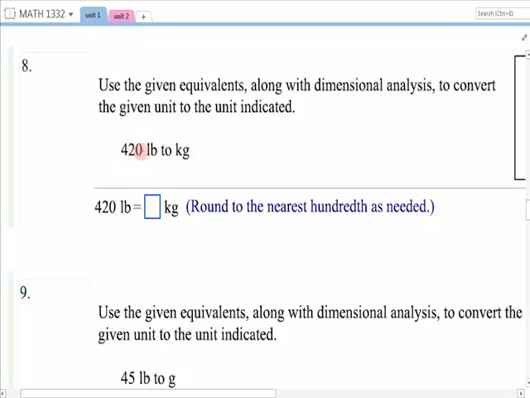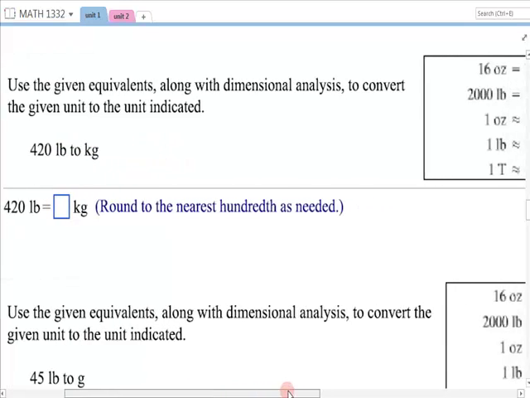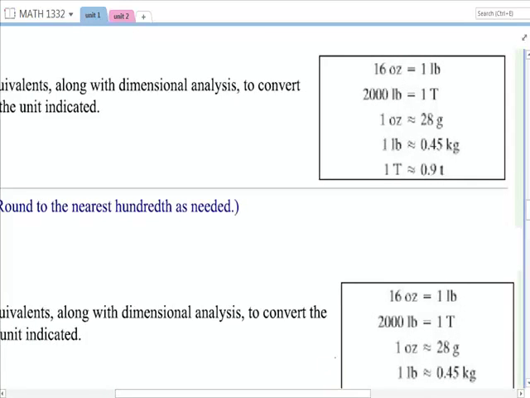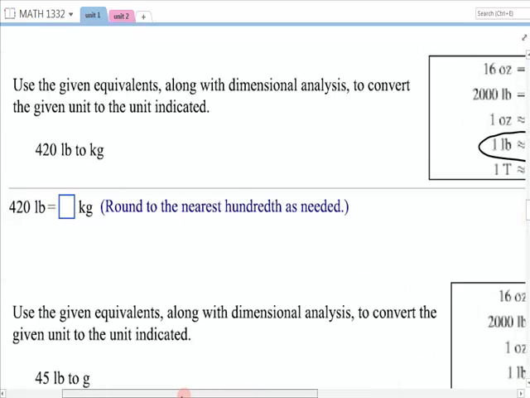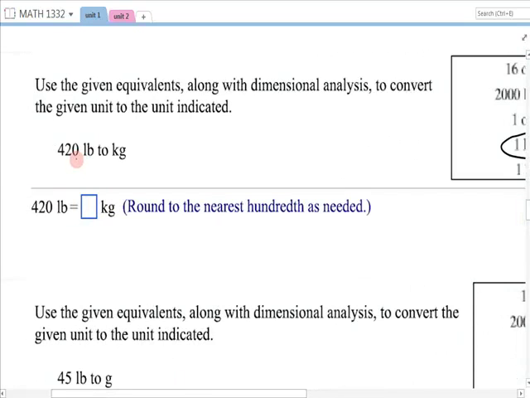It has 420 pounds to kilograms. US system, metric system. That means I have to do dimensional analysis. Do we have a pounds and kilograms conversion fact? The answer is yes, and we would use that. Does anybody in class have a question about how you would proceed? I don't mind doing it if you want me to, but I'm not going to bore you with it. We'll start with our 420, I will do just a minute of it.